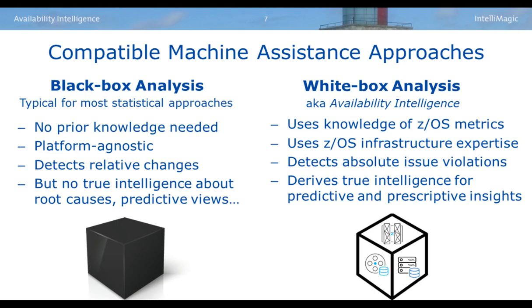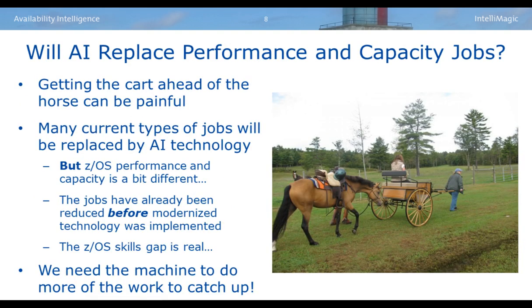Both of these are compatible means, and we're using both, and we're talking about both of these kinds of capabilities in the use case section today. My final point before turning it over to Gilbert will be talking about basically the jobs. I mean, everybody knows this machine intelligence topic or AI. There are forecasts for dramatic changes in the job market. How does that relate to z/OS performance and capacity?